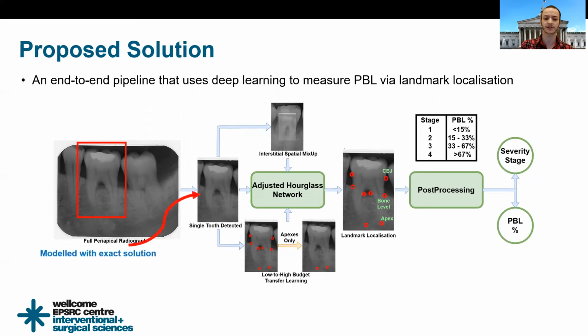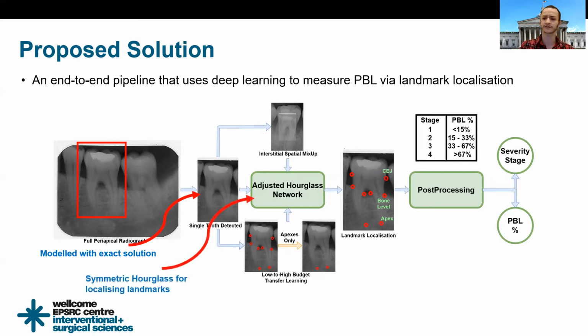The single tooth detection here from the full periapical radiograph, we model with exact solution. This is a more fruitful area of research, and it's been discussed many times. And also it's a less complex problem than the landmark localization, especially seeing as we're not segmenting the actual tooth. And so we've taken that as a given and we've modeled it exactly.